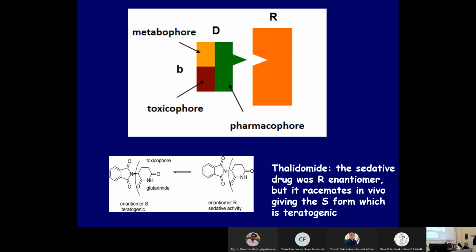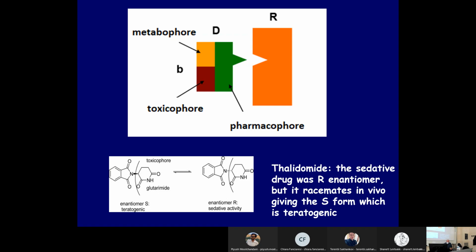severe problems. You see the chemical structure of this compound, and you can see this chiral carbon atom. Only the R enantiomer is active as a sedative. And so the compound was commercialized in R form.